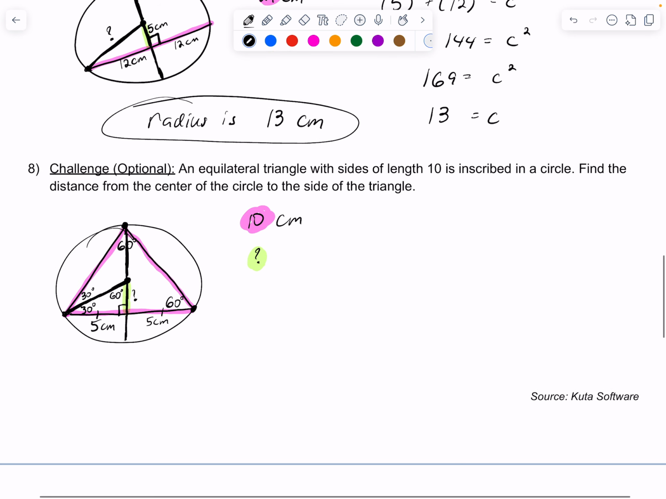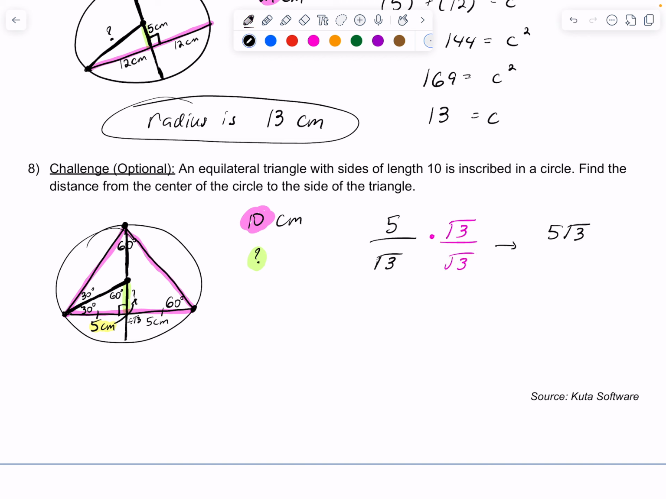Okay? So if you look, they're giving us the long leg because it's across from the 60 degrees angle. And I'm trying to find the short leg across from the 30-degree angle. So hopefully you remember from your most recent test that I can move this direction and divide by the square root of 3, okay? So I'm going to write 5 over the square root of 3 will be the distance from the center of the circle to the side of the triangle. I'm not going to leave it like that. I'm going to multiply by the square root of 3 over 3 to get 5 root 3 over 3.